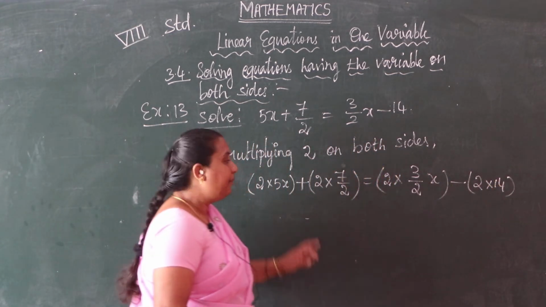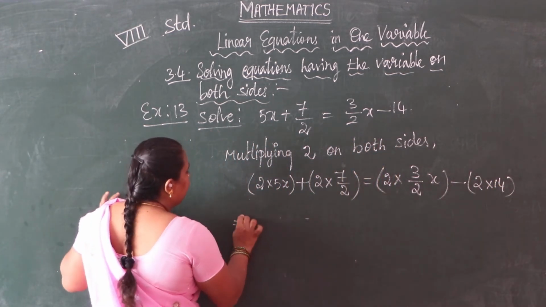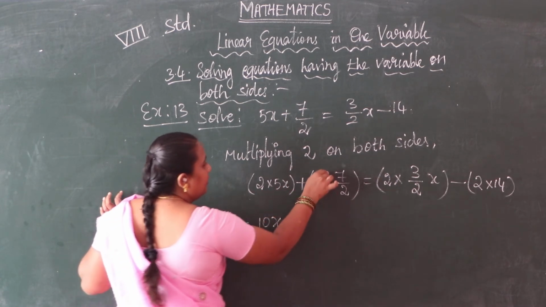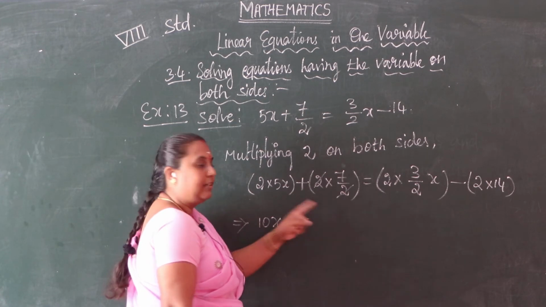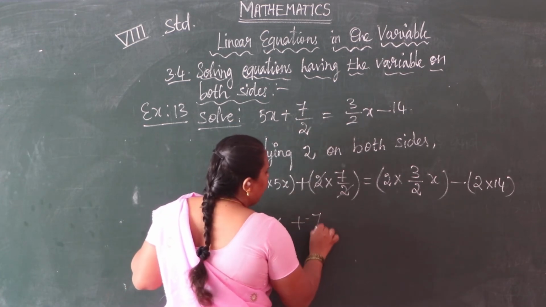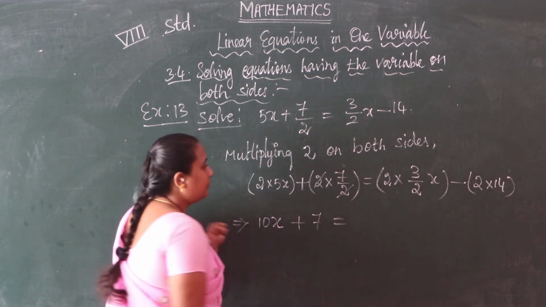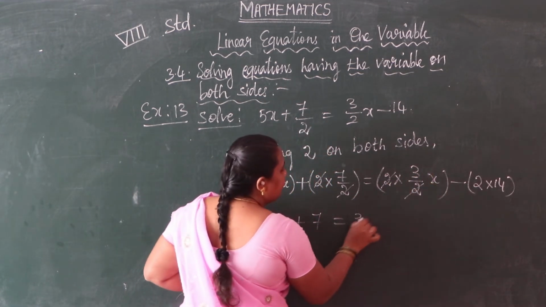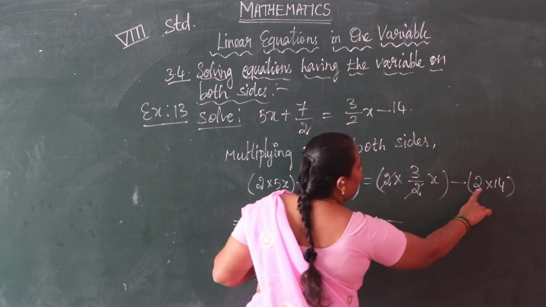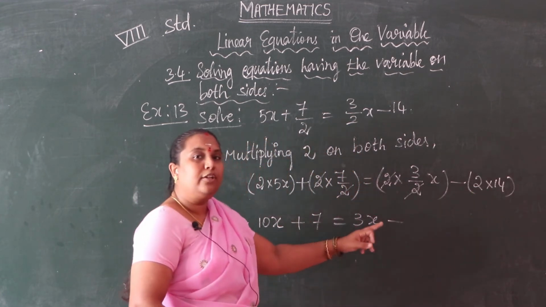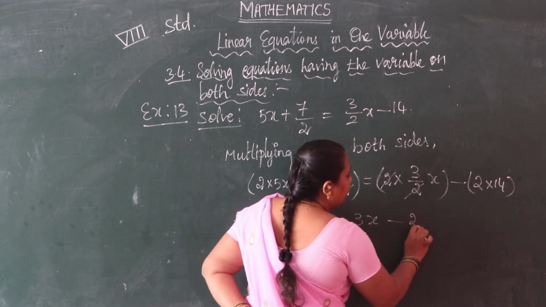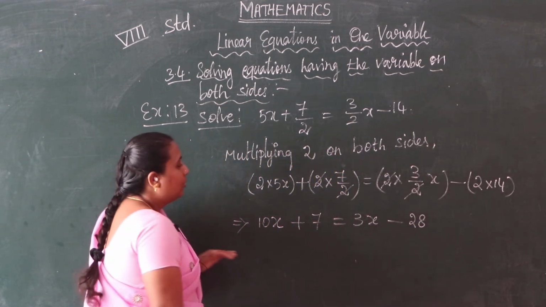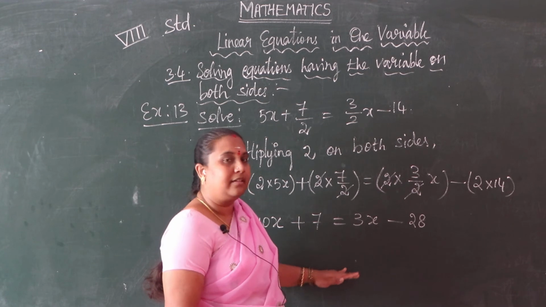See, now we have it like this. Now 2 into 5x is 10x, and this 2 and 2 get cancelled. Then plus 7 equals, 2 gets cancelled, we have 3x minus 2 into 14. 2 into 14, 28. Now we want to do the other steps.